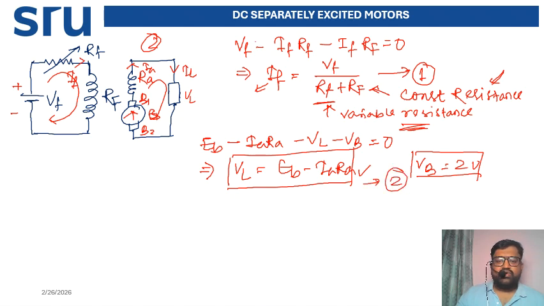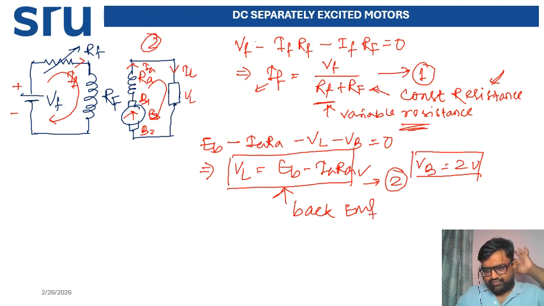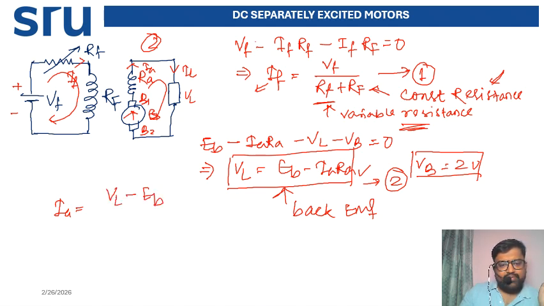Load voltage equal to, what is the load voltage? That is nothing but your back EMF and voltage drop, right? Now come to the point. These are the two important equations, and from this equation you can also find the armature current. Armature current is nothing but your total voltage minus EB by RA. Also, this is the third equation.